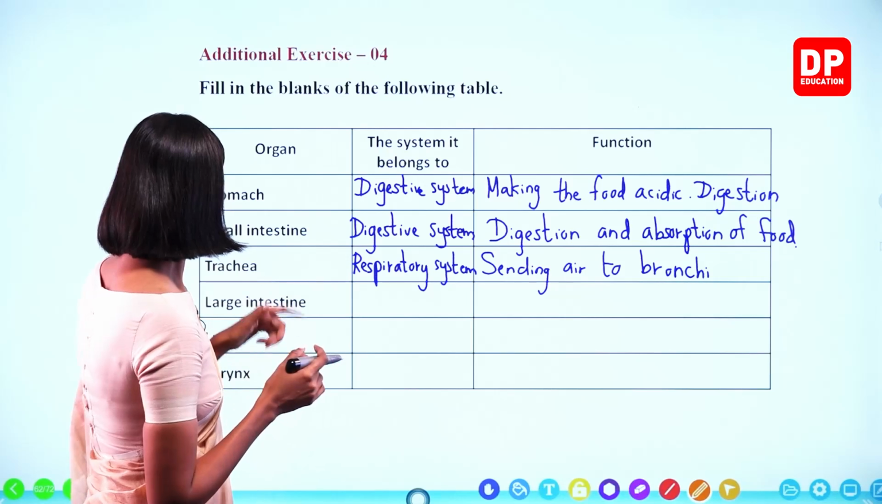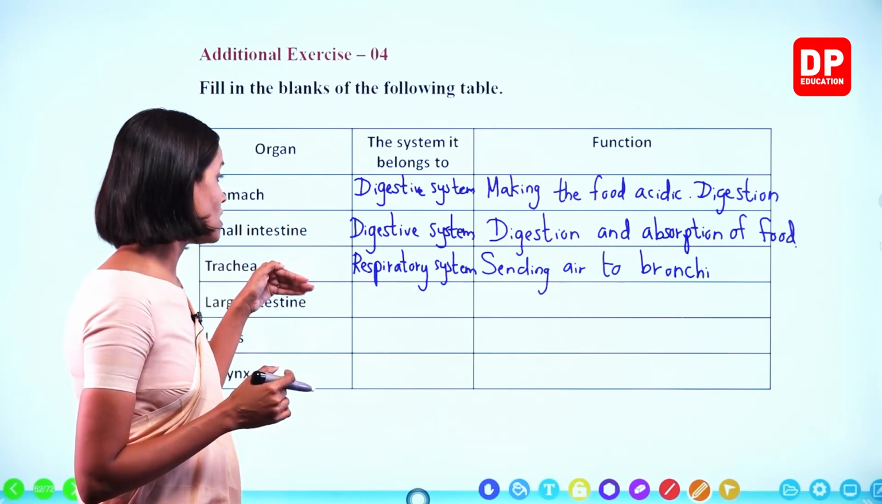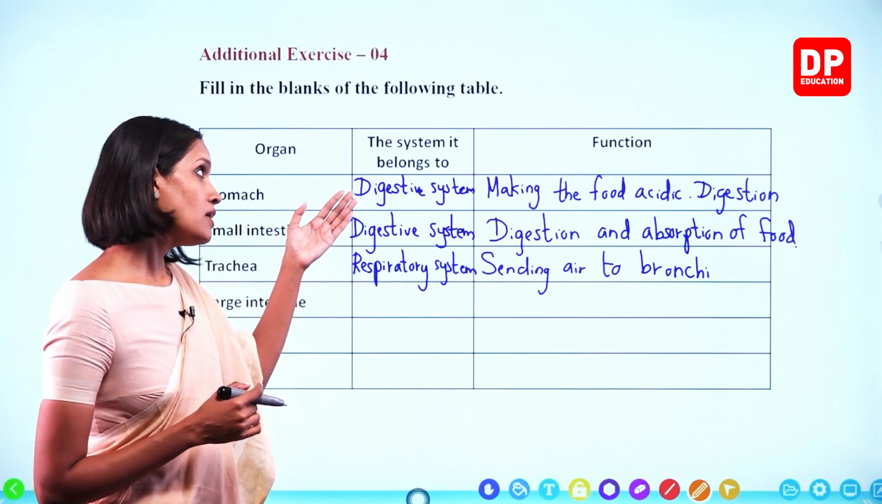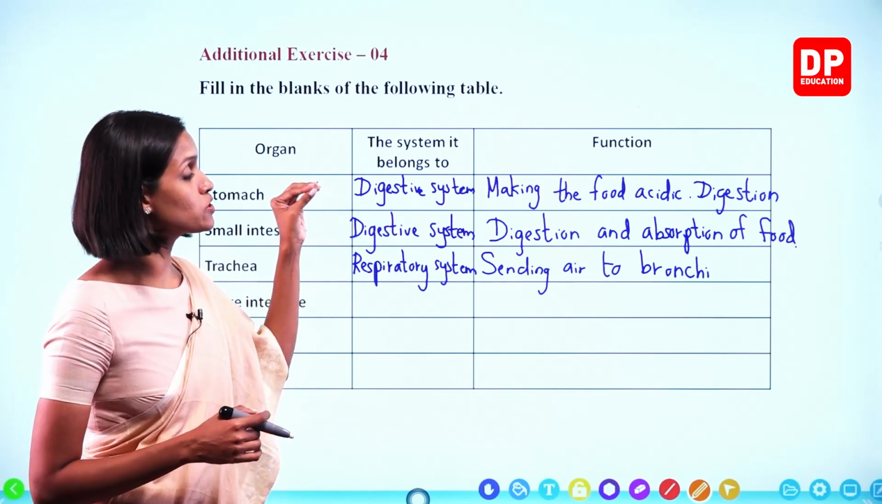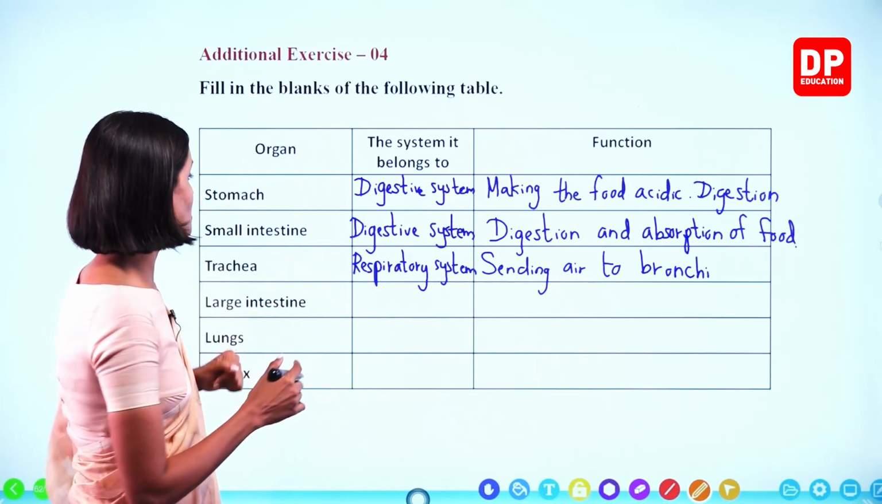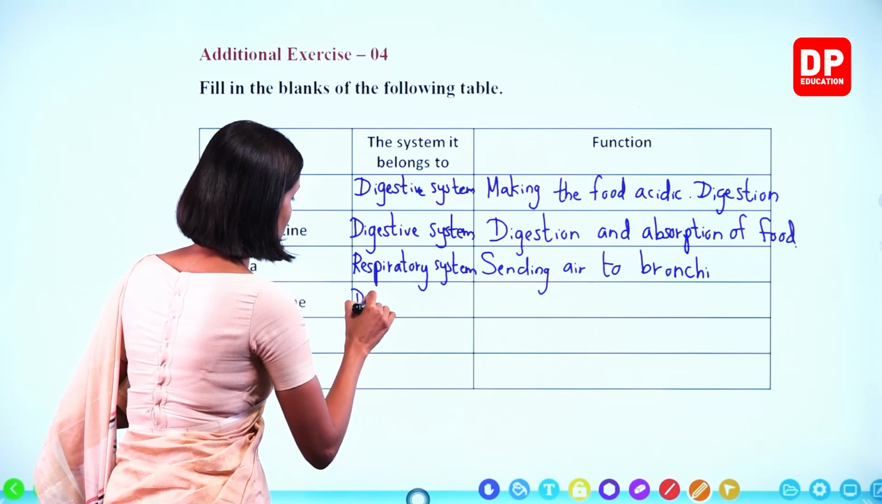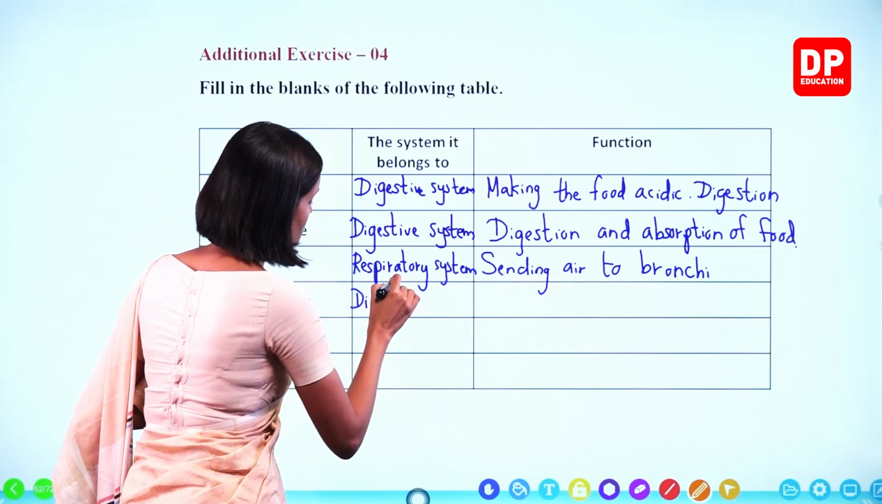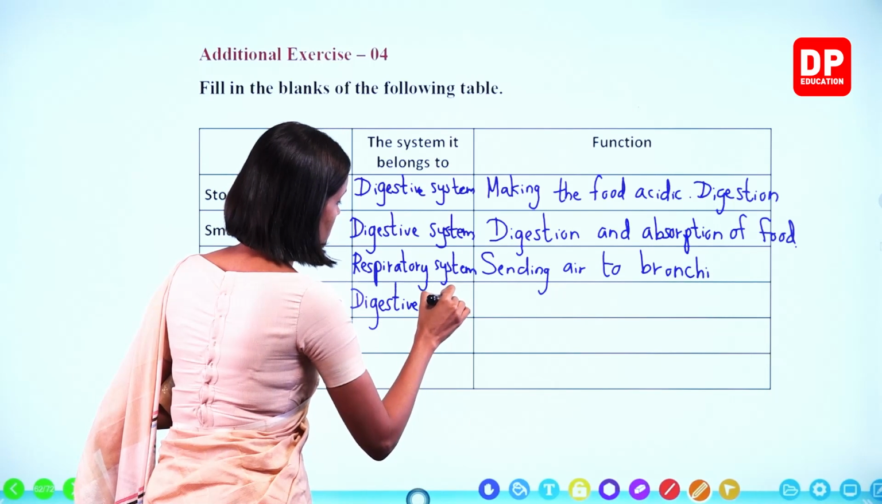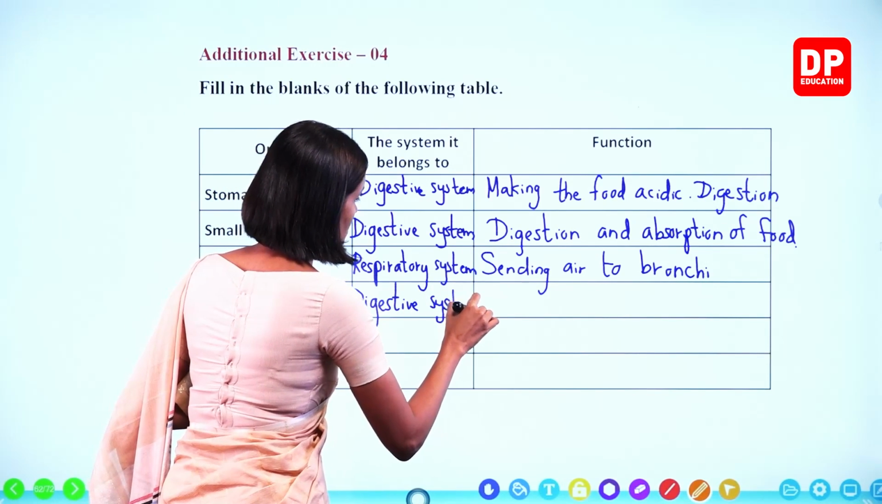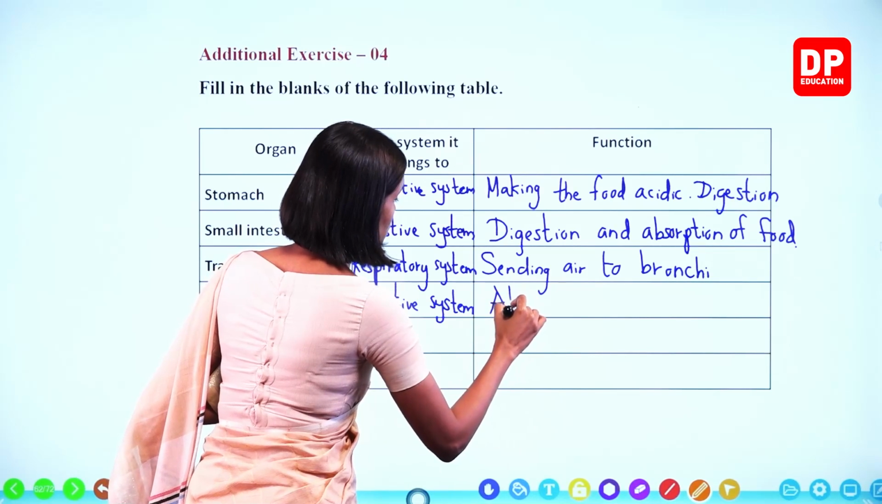Okay? Large intestine, it belongs to the digestive system. And what is the function? Digestion does not take place, but absorption of water takes place, right? That is also the digestive system. Here, absorption of water.